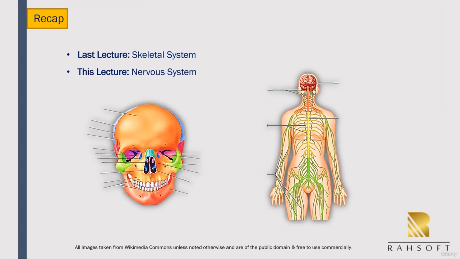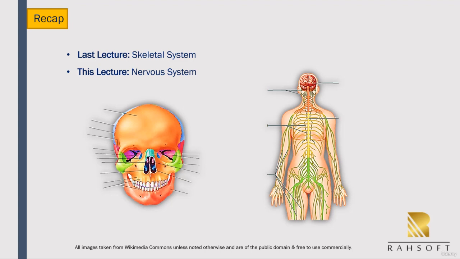In the previous lecture, we looked at the skeletal system. We talked about the many different types of bones that compose the body, its functions, and how the skeletal system, although it seems quite simple, is a lot more complex and impactful than we may understand.